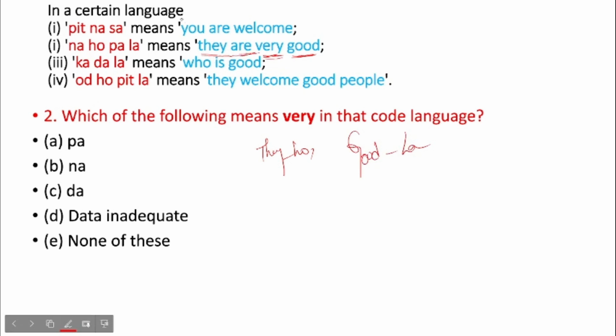Are is given in the first statement. Are is the only common word in the first and second statements, so we can easily derive that are means what's the common word between the first and second statements: NA. So are means NA. So we have HO, LA, NA. So PA would be the code word for very. So PA would be the answer for this question. Let's see. Yes, PA is the answer.